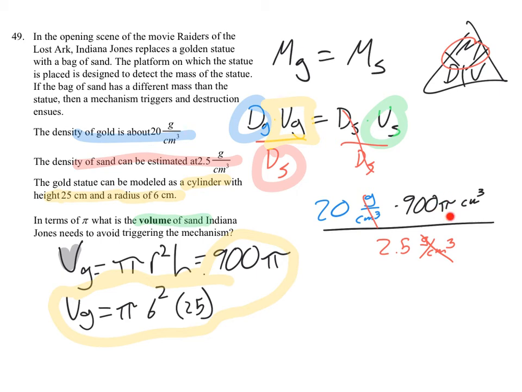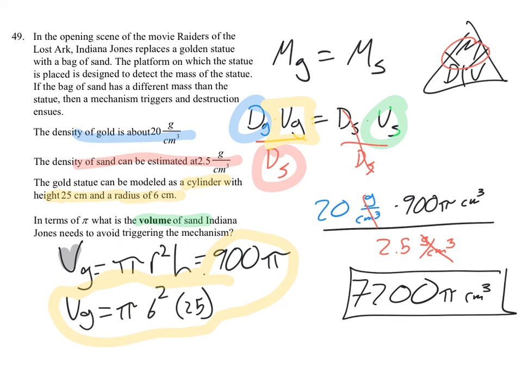We're not even going to mess with this pi symbol. We're just going to leave it out because it actually says in terms of pi, what is the volume? So I'm not even going to multiply the pi. I'm just going to do 20 times 900 and then divide by 2.5. So if you do all that, 900 times 20 divided by 2.5 is 7,200. Remember, we didn't do anything with the pi symbol, so I'm just going to leave the pi symbol there. Cubic centimeters. Boom. That must be our answer. That must be the volume of sand.